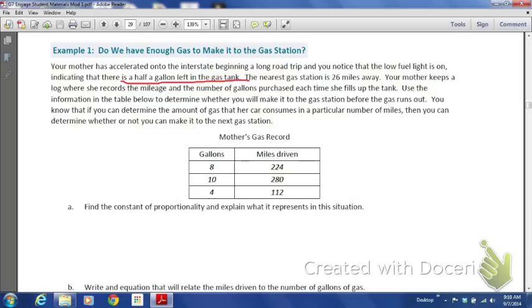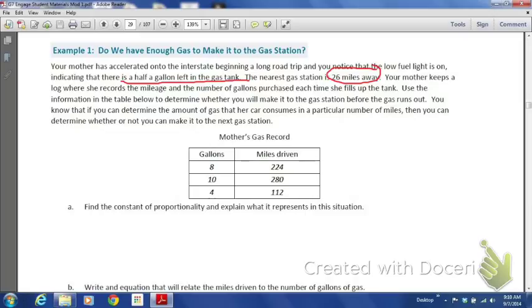But the nearest gas station is 26 miles away. So hopefully, when you're solving these problems, you're circling or highlighting the different numbers that you need to use in your calculations eventually.